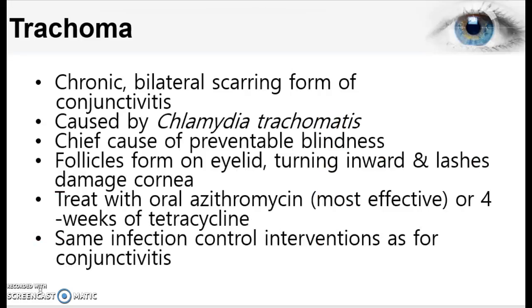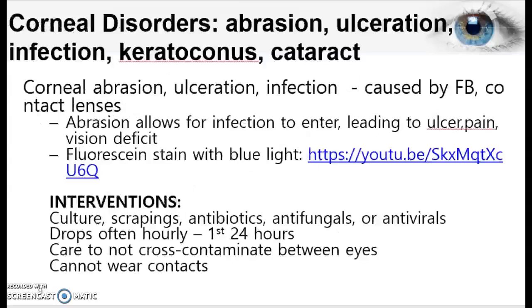that. Trachoma is a chronic bilateral scarring form of conjunctivitis, and it's caused by chlamydia. It is the chief cause of preventable types of blindness worldwide. You have follicles form on the eyelid that turn inward, and again, those lashes damage the cornea from being rolled up in there. It's treated with oral Zithromax, which is the most effective, or the patients can be put on 4 weeks of tetracycline. The same infection control things that you want to use in general that we just discussed.